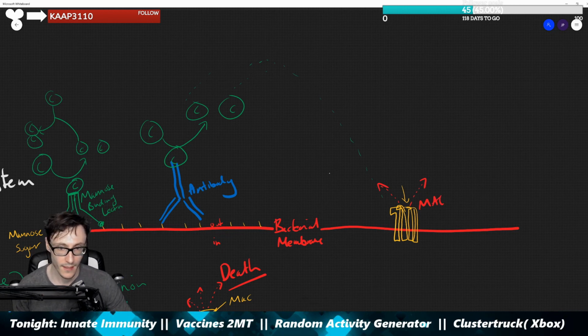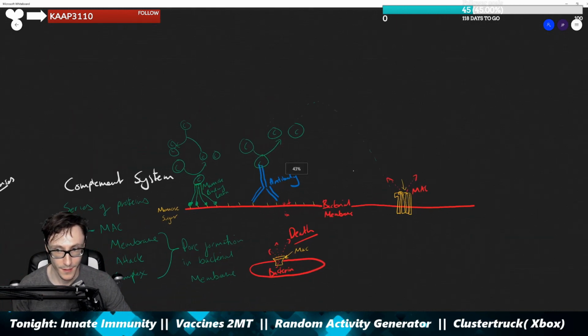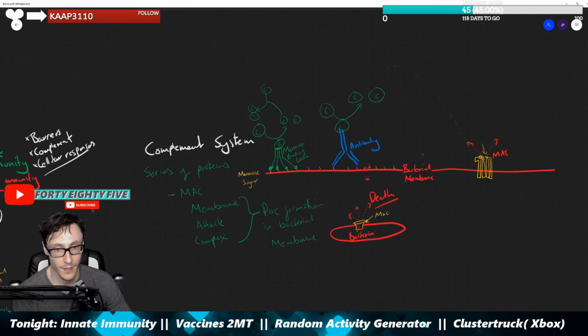And that is a prime example of a system within the innate immune system that is indiscriminate about what type of bacteria it will target. It will target anything that has mannose on the surface or has an antibody bound to the surface of it.